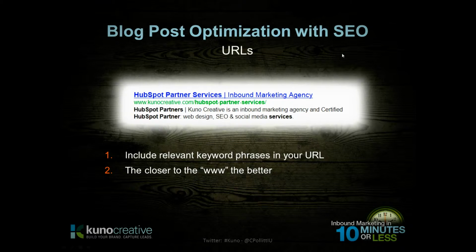Now the next factor I want to talk about is your URL. In this example I'm showing here, you see HubSpot Partner Services in the page title and in the trailing URL. Something to take note of: that primary keyword phrase, HubSpot Partner Services, for that particular page, in a perfect world, we want that as close to the www as possible. So in a perfect world, it would be www.hubspotpartnerservices.com rather than in the trailing URL. But since kunocreative.com is our URL, we have no choice but to put it in the trailing URL.